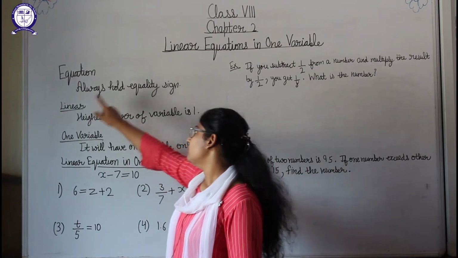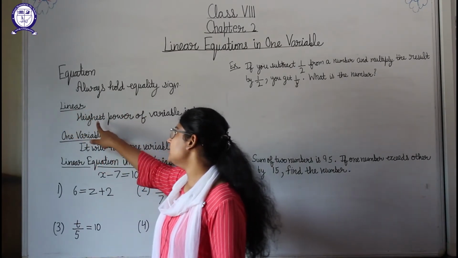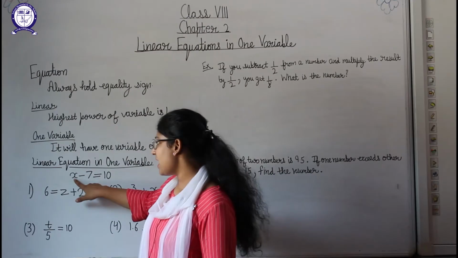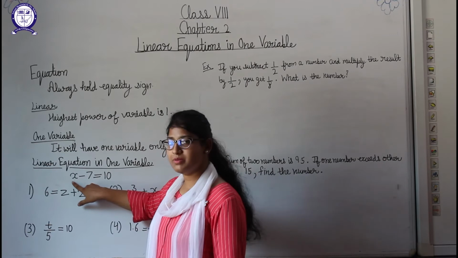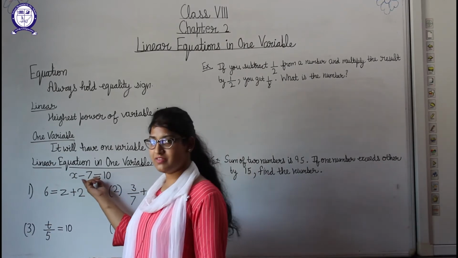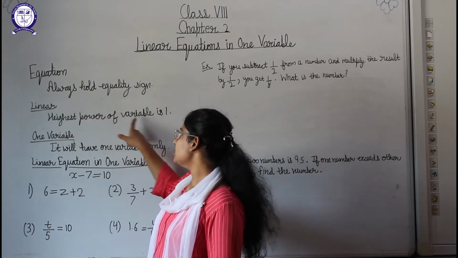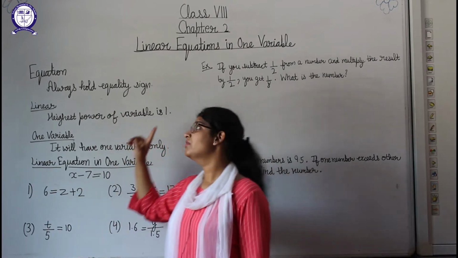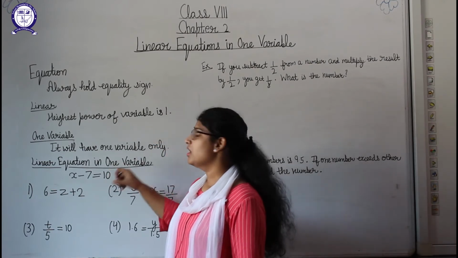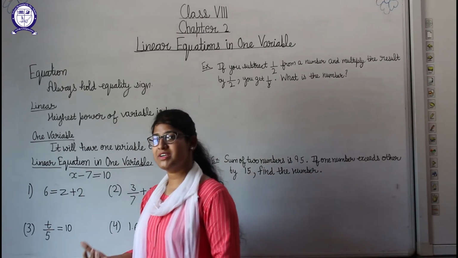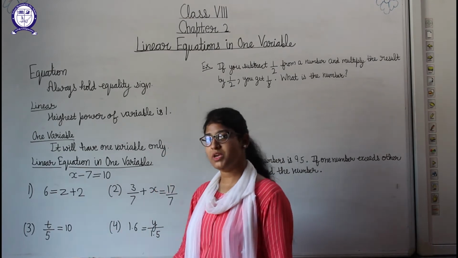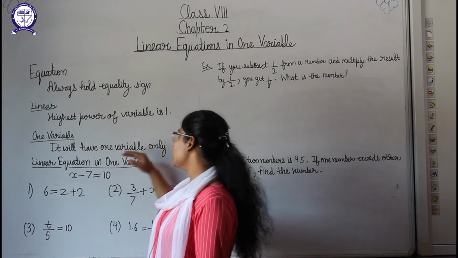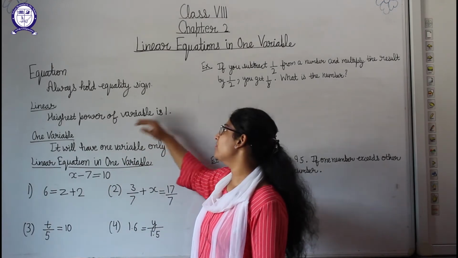Okay, what does linear mean? Linear means the highest power of the variable is 1. Here x is the variable; the alphabets which are used in the equation are variables. So for a linear equation the variable always holds power 1. It should not be more than 1. Suppose if it is 2, then it will be a quadratic equation. If it is 3, then it will be a cubic equation, like this. So in the linear equation, the variable has highest power 1.